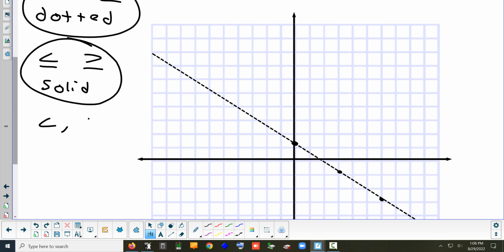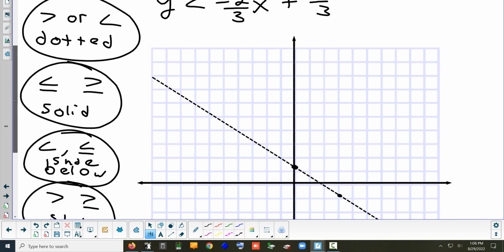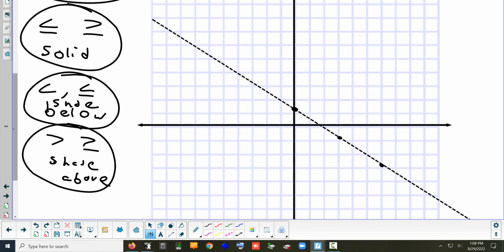Less than or equal to, you shade below. Greater than or equal to, shade above. So in this case, I have a less than. Is that going to be shading below or above? Below.